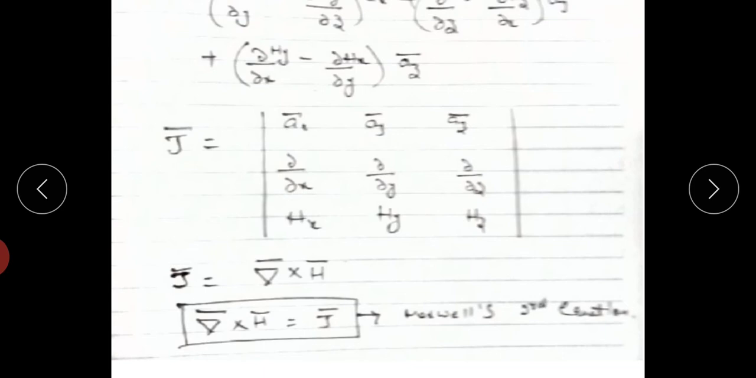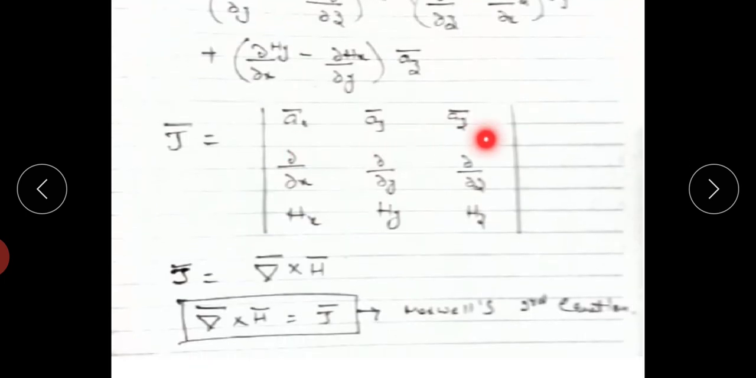So next, by using those equations, we can find the relation. The total current density in the xyz plane equals j bar. J bar equals jx into ax bar plus jy into ay bar plus jz into az bar. So already we determined jx, jy and jz. Substitute in this equation. So this equation becomes the j bar equation. So this can be written as j bar equals the determinant of ax bar, ay bar, az bar; dou by dou x, dou by dou y, dou by dou z; hx, hy, hz. This expression we can write like this.